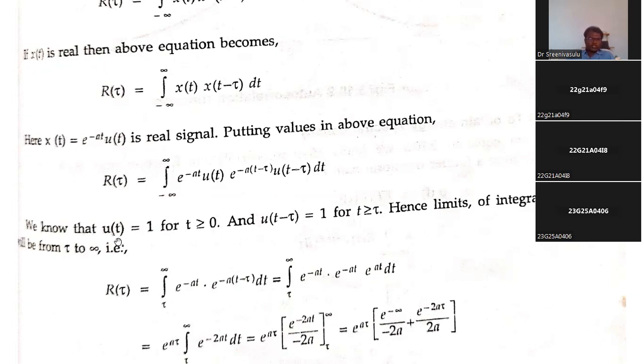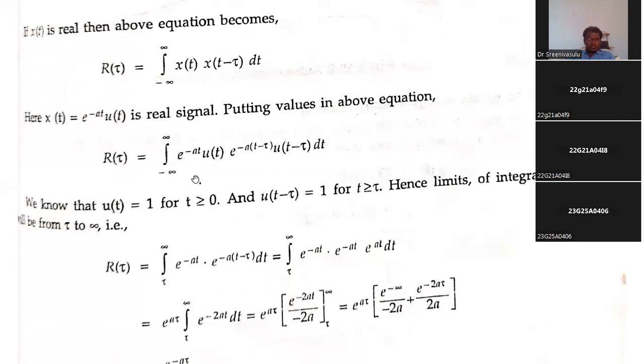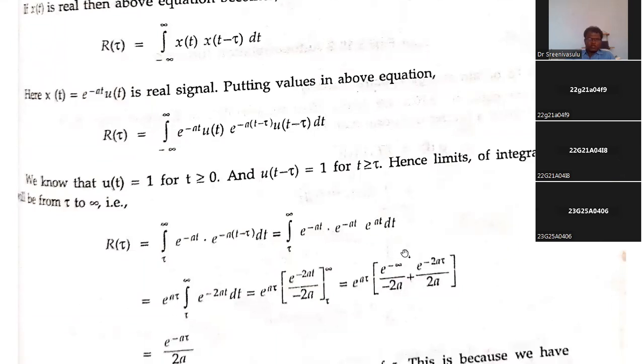It is given clearly that u of t is 1 for time t greater than or equal to 0. u of t minus tau is 1 for t greater than or equal to tau. So what is the minimum limit of t? Tau. What is the maximum limit of t? Infinity. So u of t and u of t minus tau exist from tau to infinity. So, integral from tau to infinity of e power minus a t, e power minus a into t minus tau, dt. You separate these terms and integrate with respect to t.